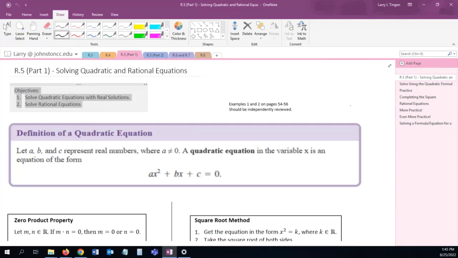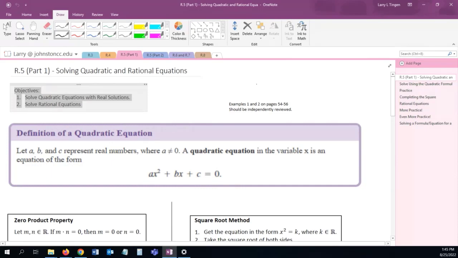R5 will not, but I'm going to leave it up so that way you have access to it. All right. Anything else? I think we're good.